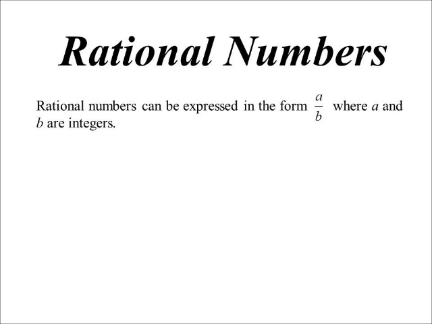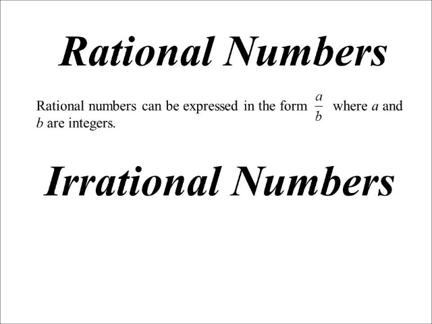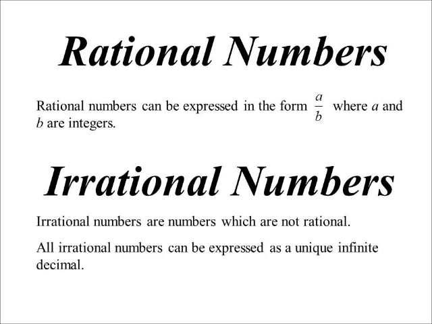Any number we can't do that to, such as square root of 2, right? We cannot write that as a nice neat fraction with an integer on an integer, don't know what it is exactly, then that is an irrational number. So it is anyone that can't be written. Now, irrational numbers can be expressed as unique, infinite decimals. And that's why we don't know what they are exactly, because they're infinite, but they're unique.